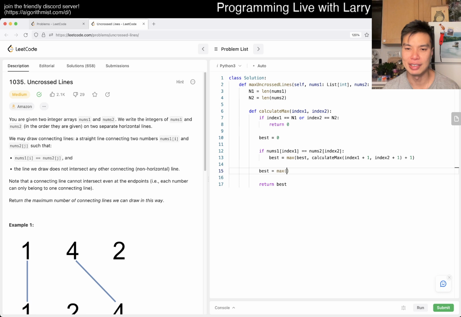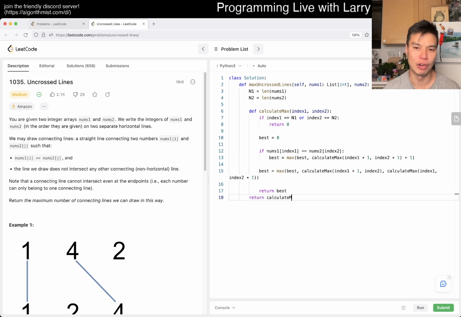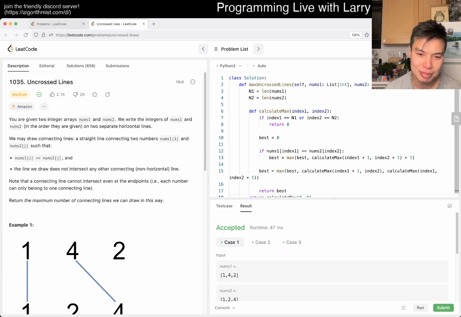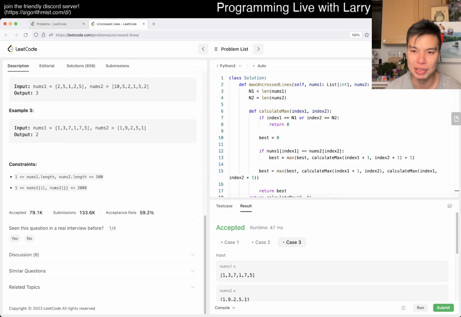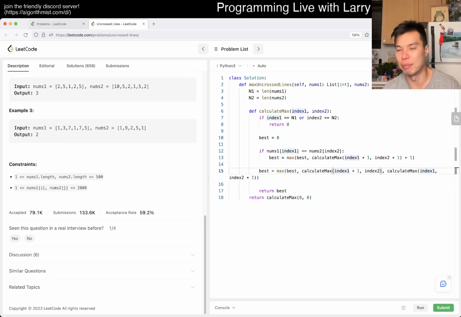You have either skip ahead on index 1 or skip ahead on index 2, right? So that's pretty much it. That's the idea. Maybe that's good enough. And then of course you calculate from the whole prefix, which is 0, 0. Of course, given 500, this is going to time out because this is exponential. It has a branching factor of 2 or 3, depending on how you want to say it. So we have to add memoization.